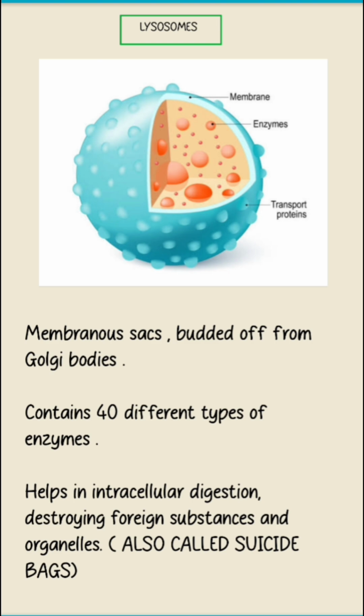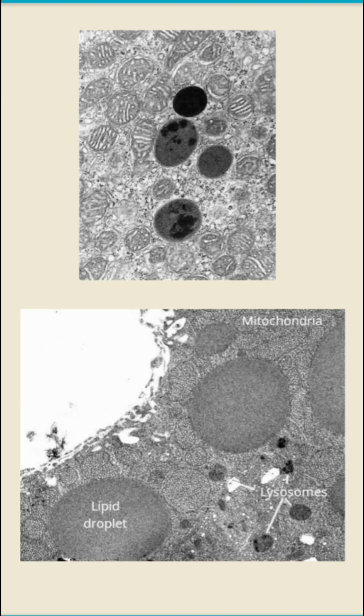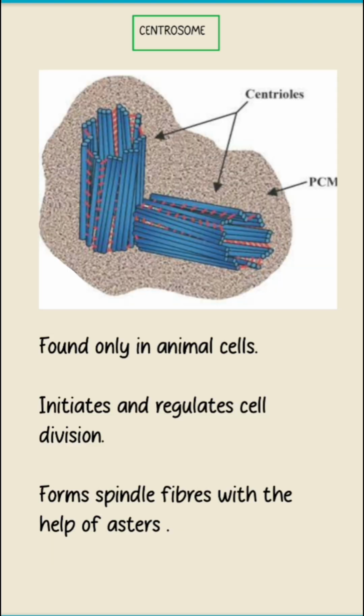As you can see in the diagram itself, the enzymes are located inside the lysosome and the lysosome is also covered with a membrane of its own. In the topmost diagram, the dark colored, black colored bodies are the lysosomes, and in the lower diagram, the lysosomes are placed. They are not very numerous or very large, but their main function is to get rid of all the worn out material in the cell.